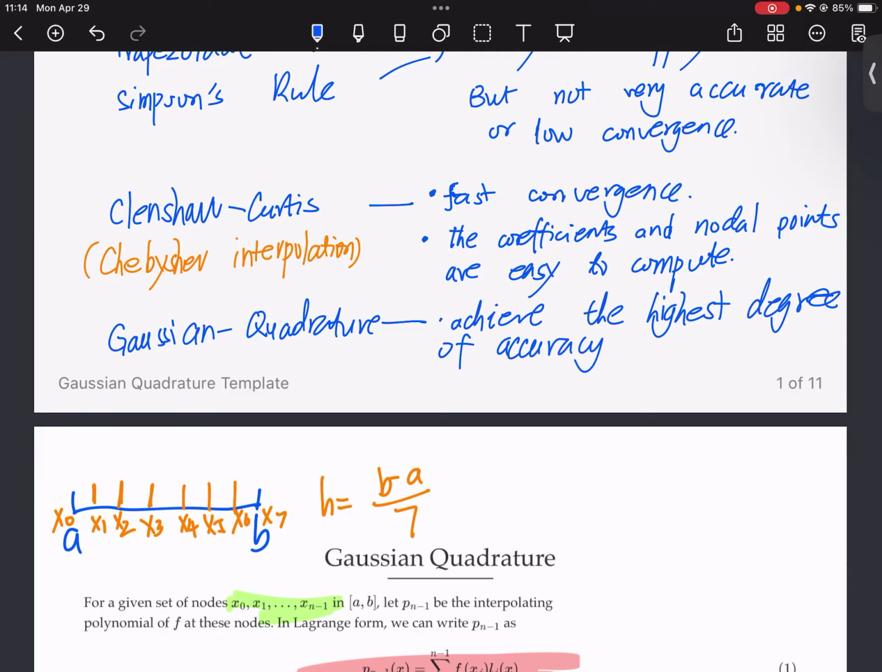There are no more benefits, sorry. If you take a look at the details, you will find out that the nodal points are not so easy to calculate. It asks you to solve some polynomials to get the nodal points. But actually people just keep the nodal points on record and then do the calculations. I think this is the only benefit: to achieve the highest degree of accuracy.